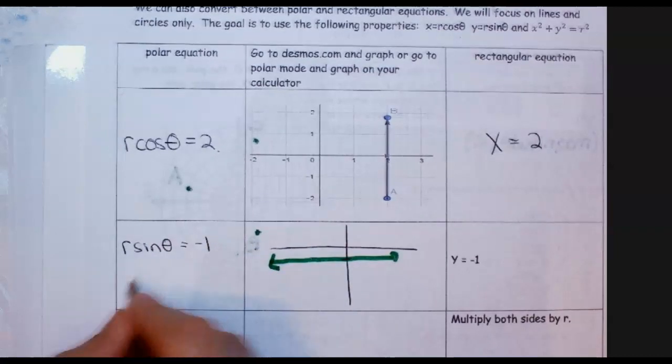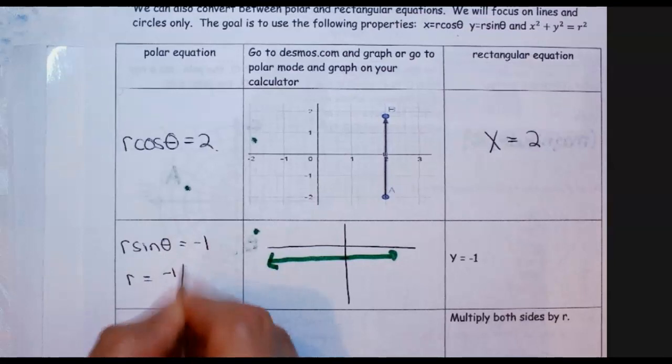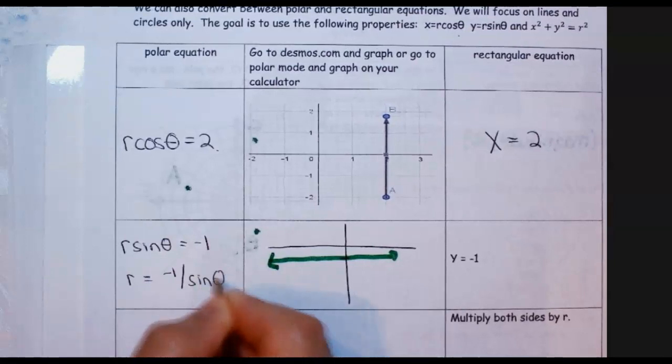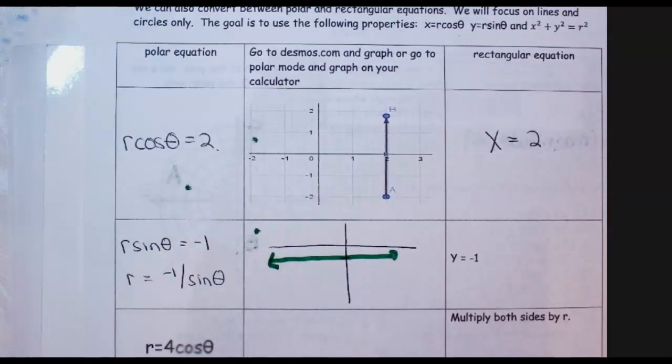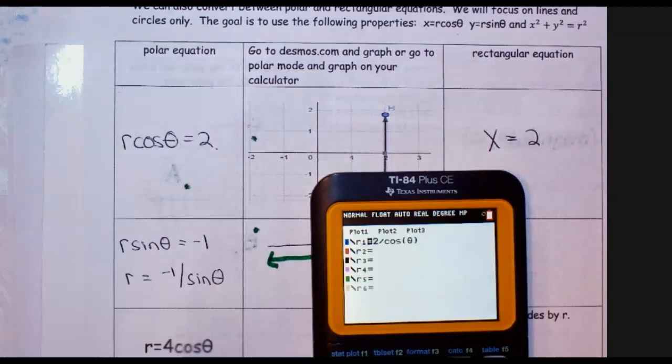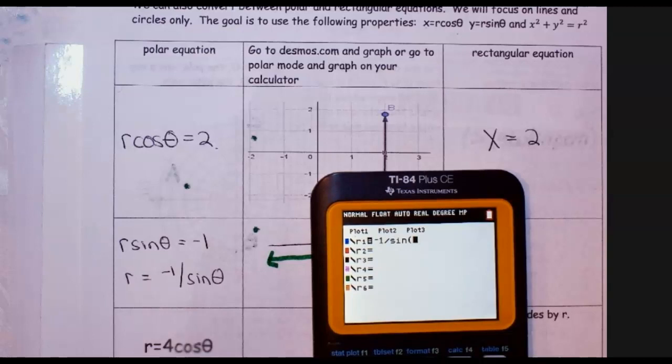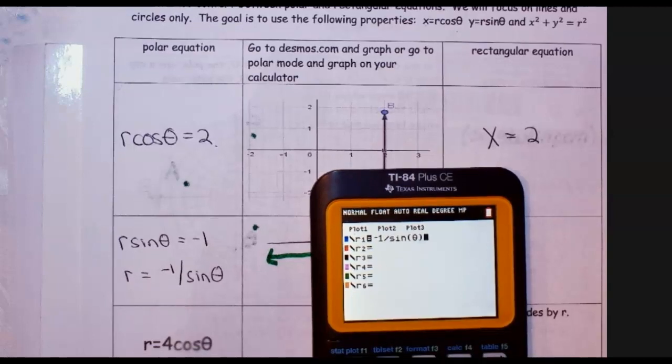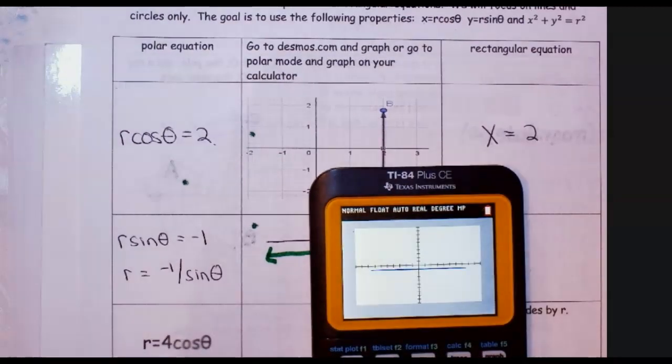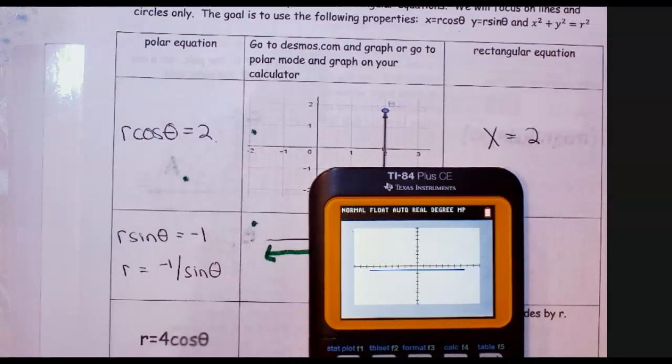If I wanted to check it on my graphing calculator, I would do -1 divided by the sine of theta. I'm going to grab my calculator. So we've got -1 divided by sine of theta. And again, I'm ending up with a horizontal line through y equals -1.